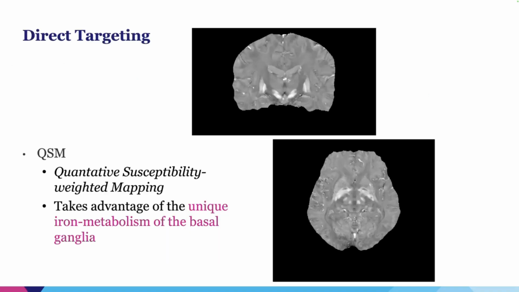Quantitative susceptibility mapping essentially takes advantage of the unique iron metabolism of the basal ganglia, dopaminergic metabolism, among other neurotransmitters. You use iron as a cofactor. It is like a natural built-in contrast agent for the basal ganglia, and it really resolves basal ganglia structures in an extremely exquisite way.